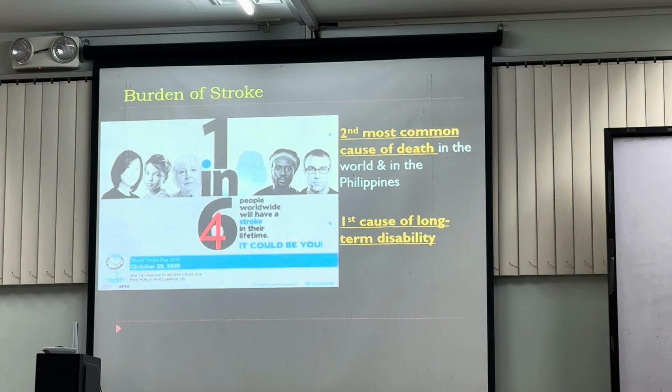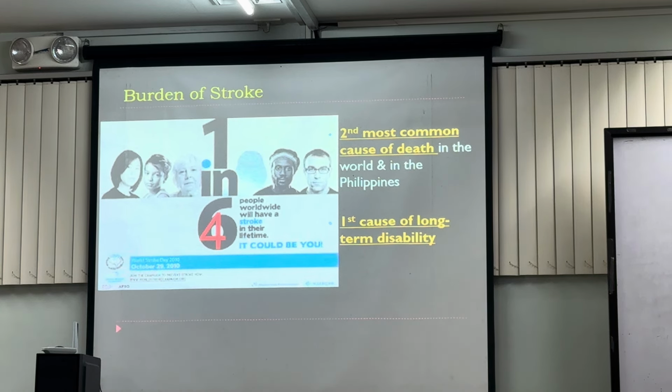First cause of long-term disability. You're a survivor, but you're disabled, you're unable to work. You're a burden to the family in terms of finances and support in terms of taking care of you. So we do not want that stroke.